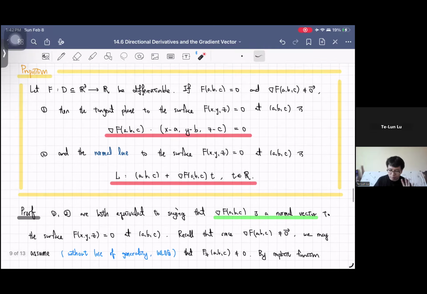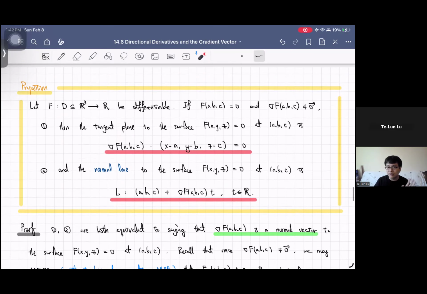Right, so let us go back to the proposition. Again, the proof is not important. The important thing is that you know how to apply this proposition. Whenever we ask you to find a tangent plane or a normal line, you can apply these kinds of formulas, okay? This is one of the generalizations of the formula for the tangent plane at a point for a function graph.